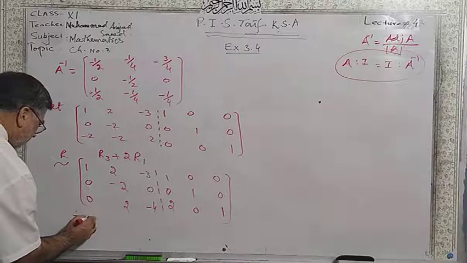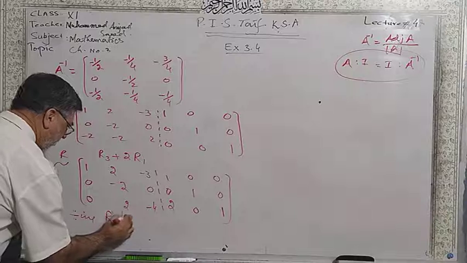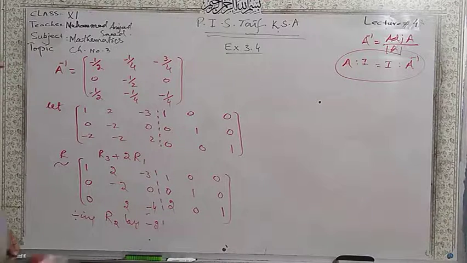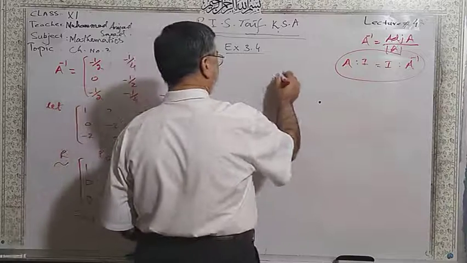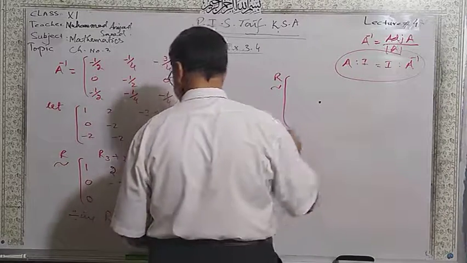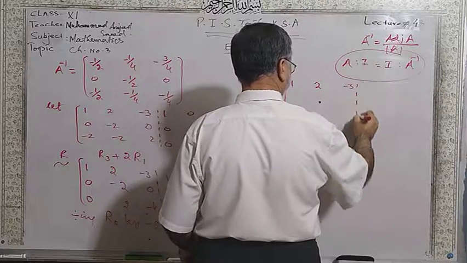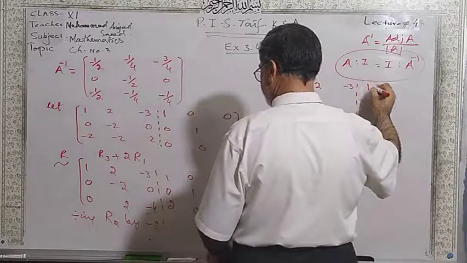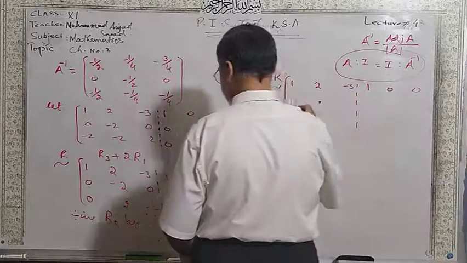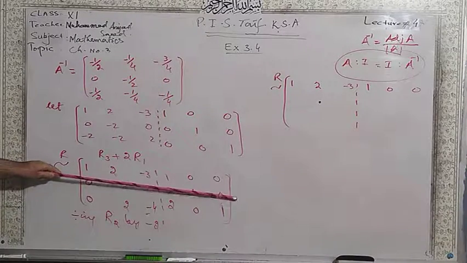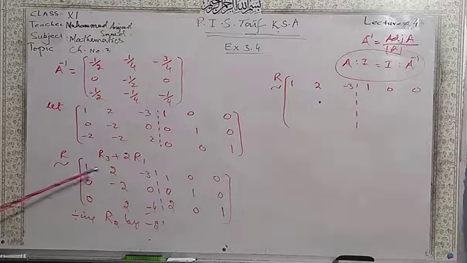Dividing R2 by minus 2. Then we will have 1, 2, minus 3, 1, 0, 0. Here is R2. This R2 is divided by minus 2.